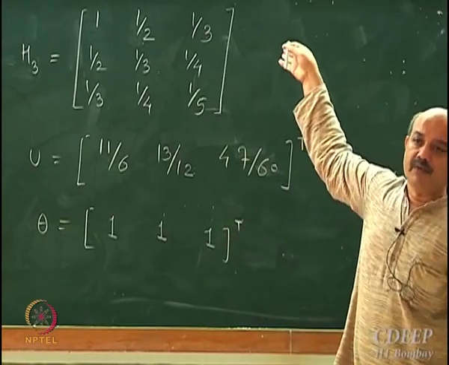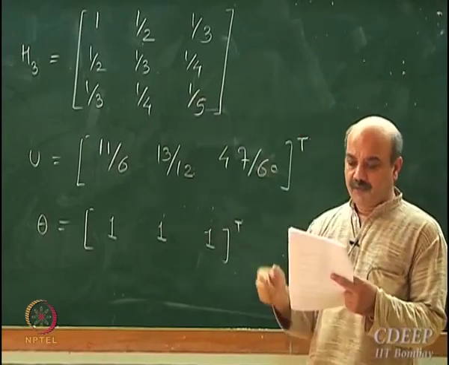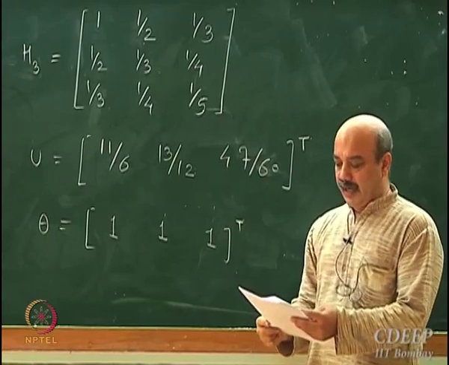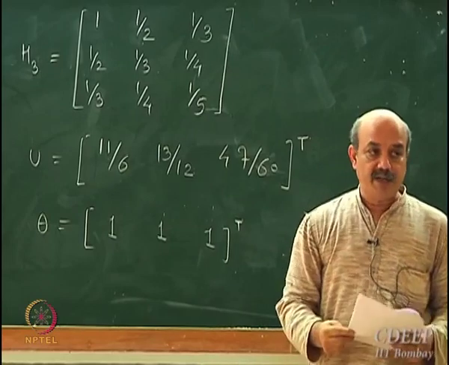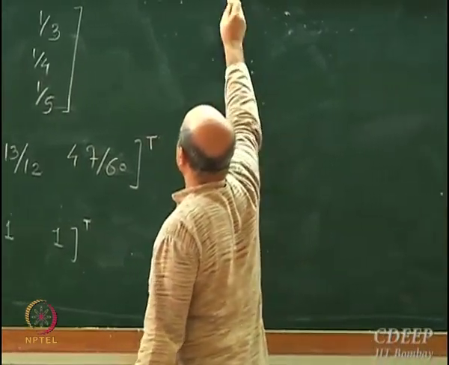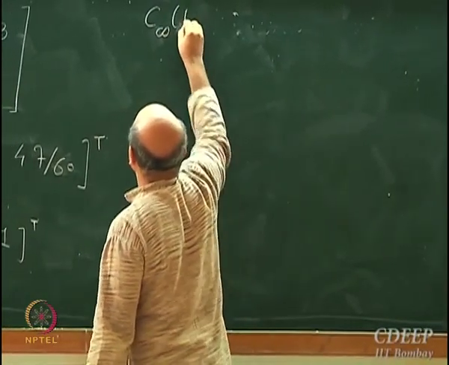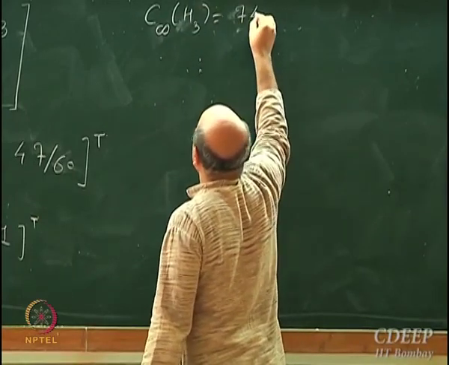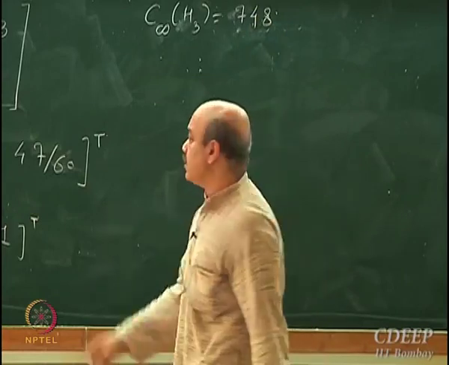I just showed you how things can go wrong even for this matrix for which the condition number is not so bad. The condition number we found here was 748. So for this particular matrix, C infinity of H3 was 748.